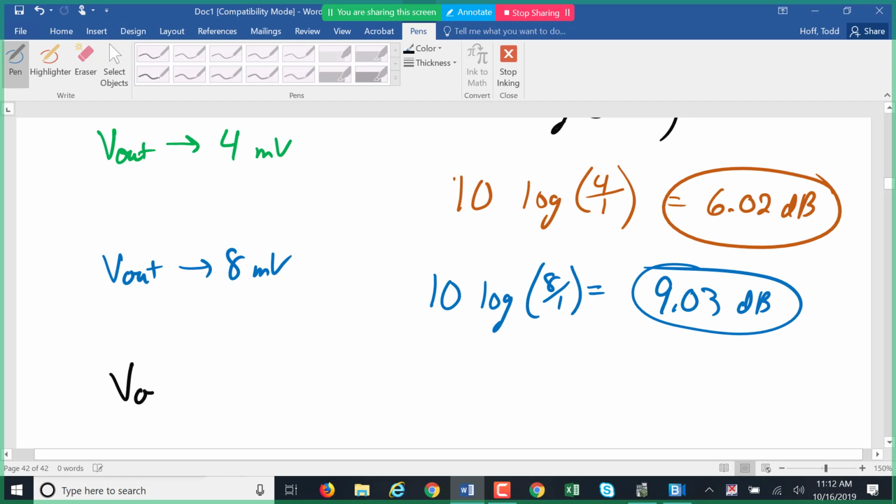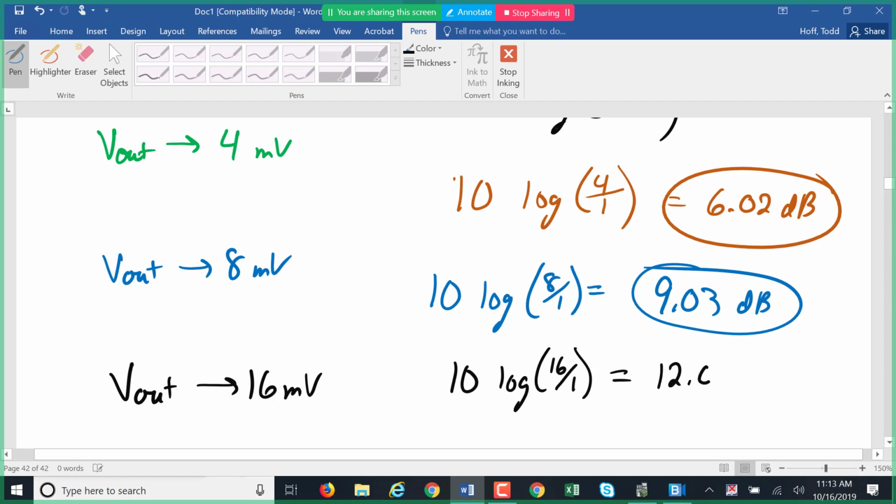If I increase that output voltage again to 16, now I have doubled it again. 10 times the log of 16 over 1. If I calculate that, I'm going to get 12.04 dB.